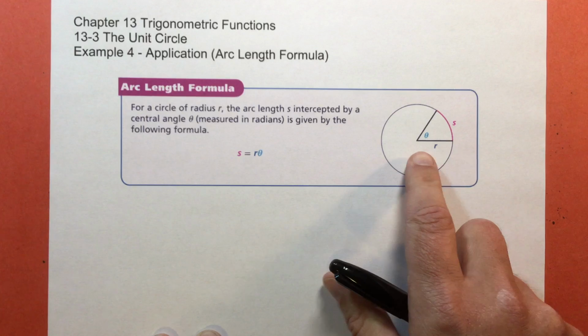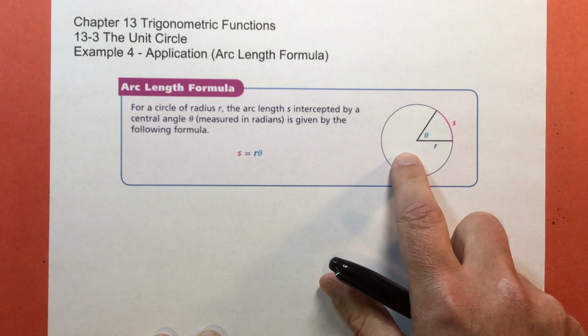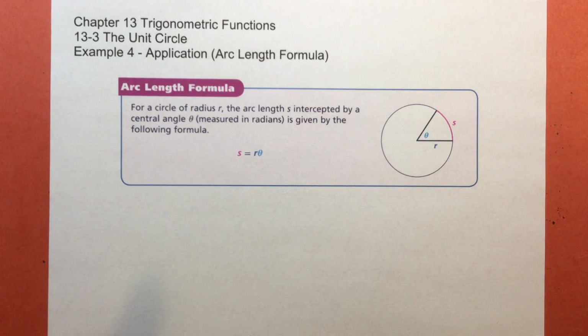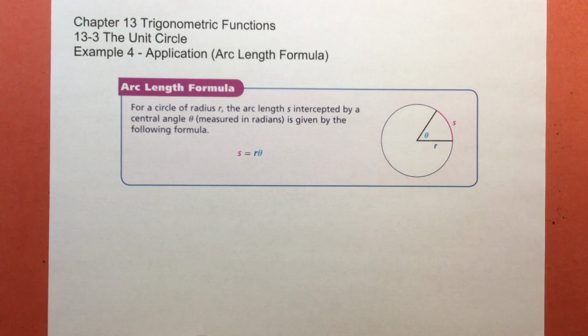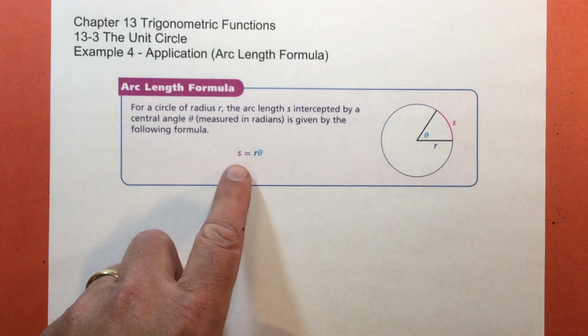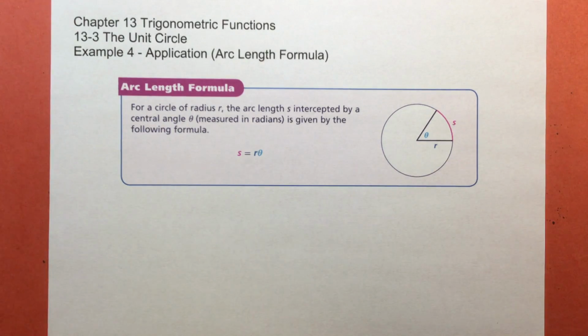But if the angle theta increases, all I have to do to find the arc length, if the angle is in radians, is just multiply the angle by the radius. And this gives me my arc length formula. So the length of the arc is just the radius times whatever the angle is in radians.